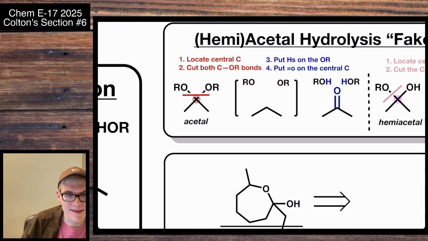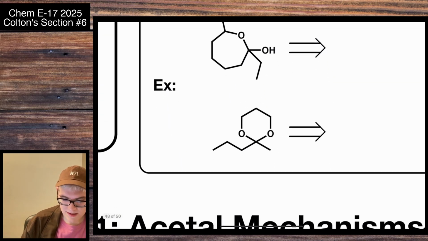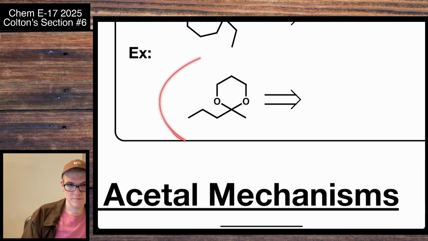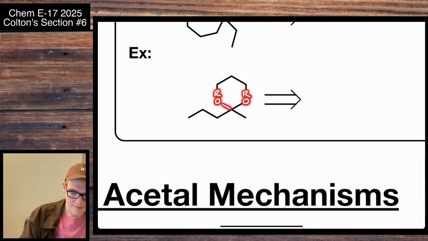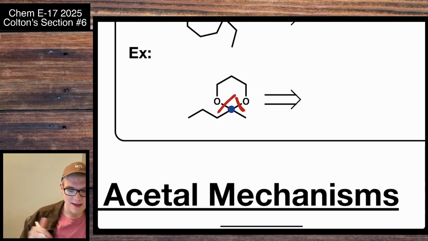So with that in mind, let's try out a practice of that. So let's look at this one. Our step 1, we locate the central carbon, the one that's attached to 2 ORs. And here we can think about this whole thing as an OR, this is an OR, and they're both attached to this carbon. So that's our central carbon. Then we are going to cut these 2 bonds between the oxygens in the OR group and that central carbon.